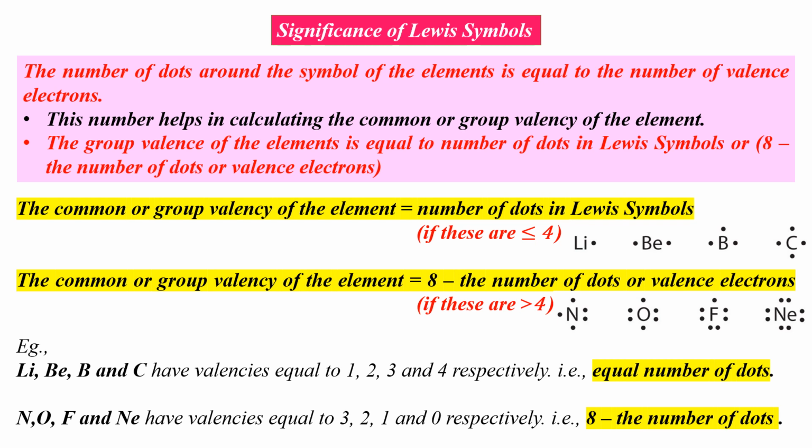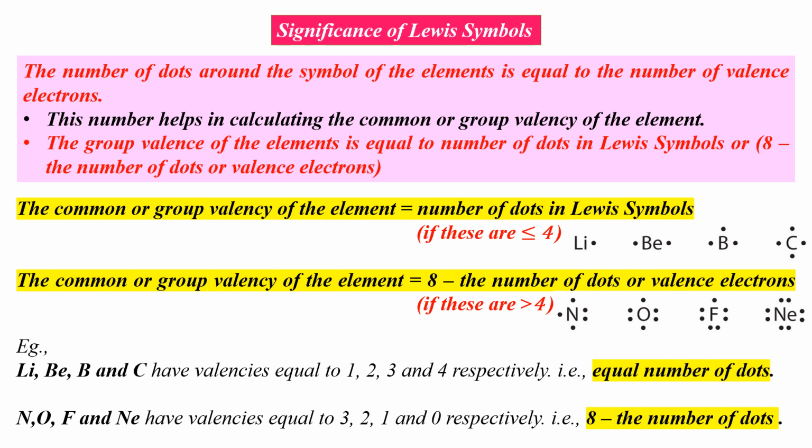Now, if you take the Lewis symbol of beryllium, there are 2 dots representing the 2 valence electrons. So you can see that the common or group valency of beryllium would be equal to 2. This is because the number of dots in the Lewis symbol of beryllium is less than 4. Clear? So since there are only 2 dots, the common valency that would be preferred by the element beryllium would be 2.